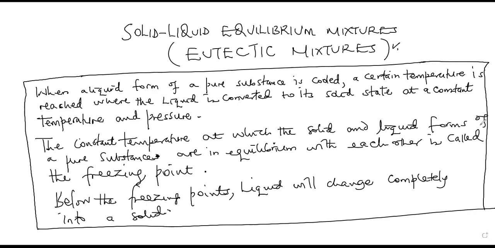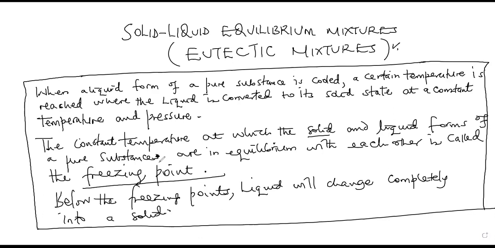The very constant temperature at which the solid and liquid forms of a pure substance are in equilibrium with each other is what we call the freezing point. So the freezing point of a substance is that constant temperature at which the solid and liquid forms of a pure substance are in equilibrium with each other. And below the freezing point, the liquid will change completely to a solid.